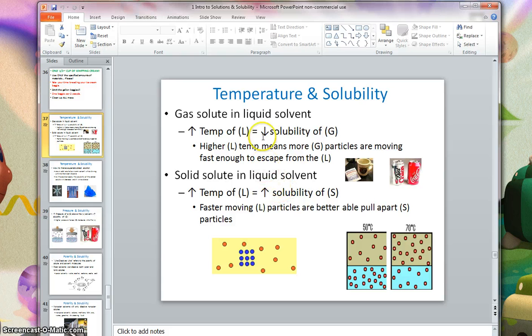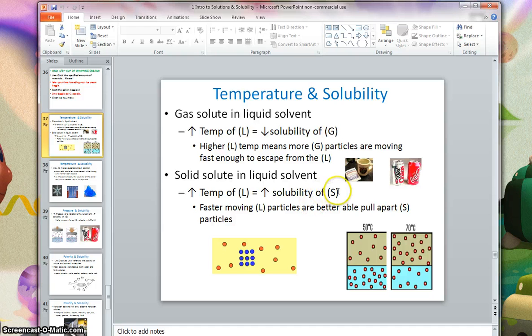And if that occurs, then gas particles will be further away from each other. As you can see, from 50 degrees, we have gas particles that are like so, but at 70 degrees, and this is water, by the way, so liquid outside, the gases move apart faster, and some of it actually escapes the water, so there's more space inside, so the solubility decreases.